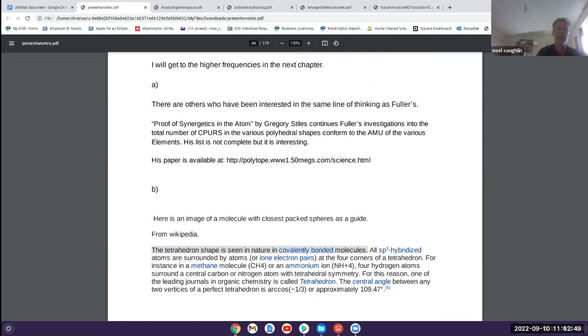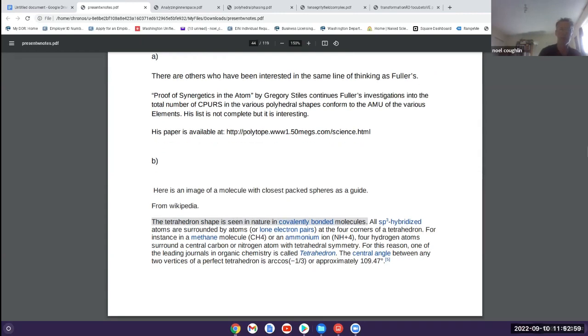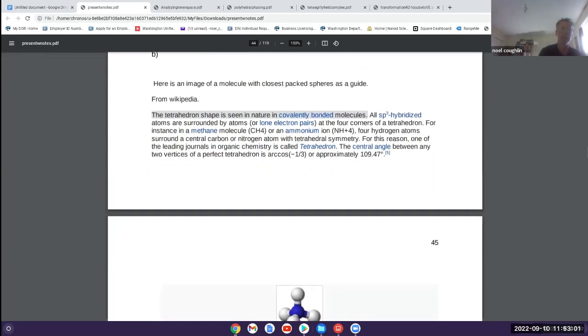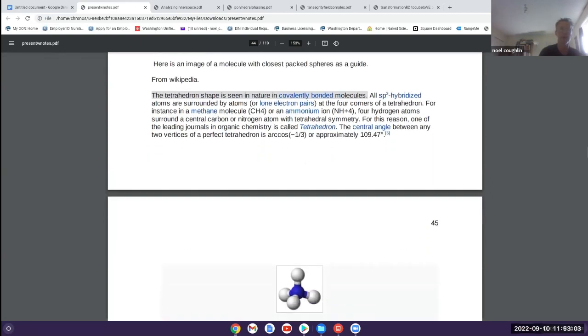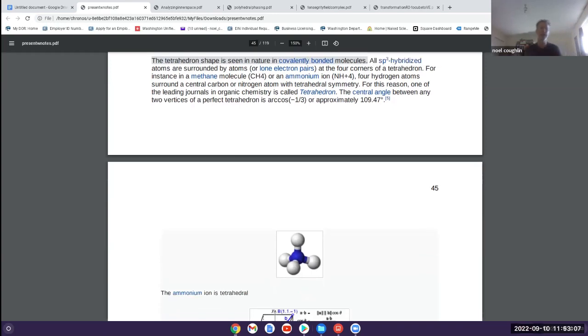So basically, there are a lot of other people who have been thinking about this. This guy wrote Proof of Synergetics in the Atom, where he used the closest packed unit radius spheres in polyhedral shapes to fill out more of the atomic structures. Here's an image of a molecule with closest packed spheres as a guide, from Wikipedia. The tetrahedron shape is seen in nature, in covalent bond molecules.